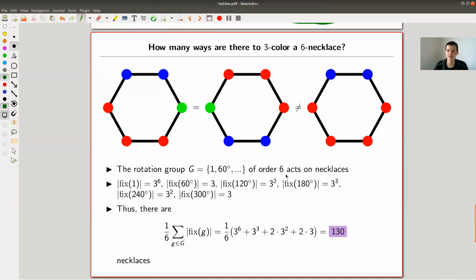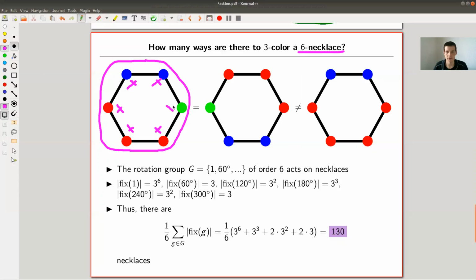Okay, let me show you an application of why this is interesting and important. This is, of course, a toy model, but it probably illustrates why those formulas are pretty good and why actions are basically everywhere. So the following problem, a problem from combinatorics. I have a necklace, which is just a ring with a certain number of points. I have a 6 necklace in this case, which means I have 6 points here, as you can see.